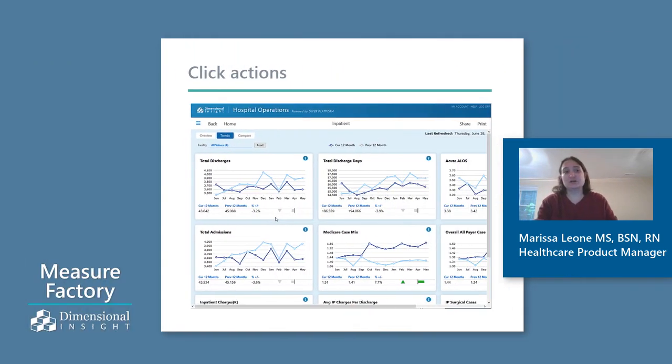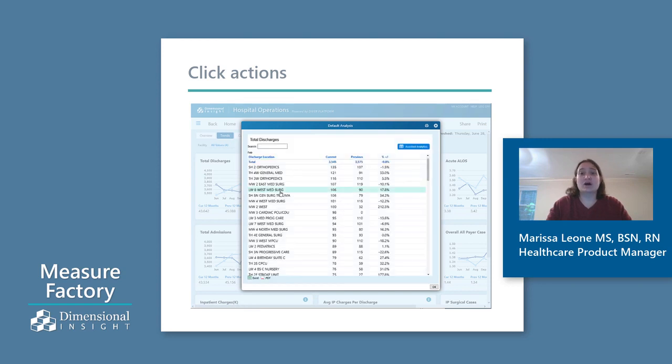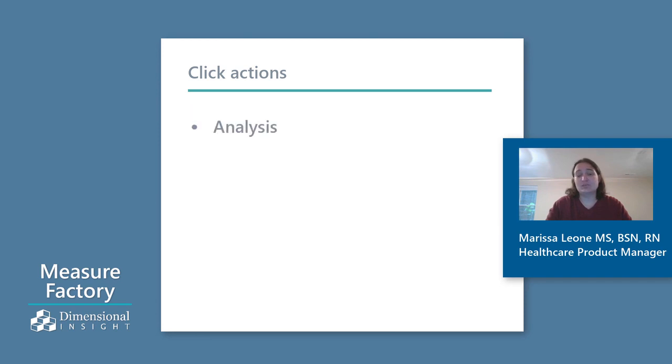So now click actions. Click actions are what allow you to further interact with your DivePort data by clicking on a number and launching another page or action. Anyone familiar with the DivePort pages within the Measure Factory will recognize this because all of our numbers are always live. So click actions can be added to any component type, and there are three main types of click actions: analysis, portal page, and crosslink. Although crosslink is used significantly less than analysis and portal page.